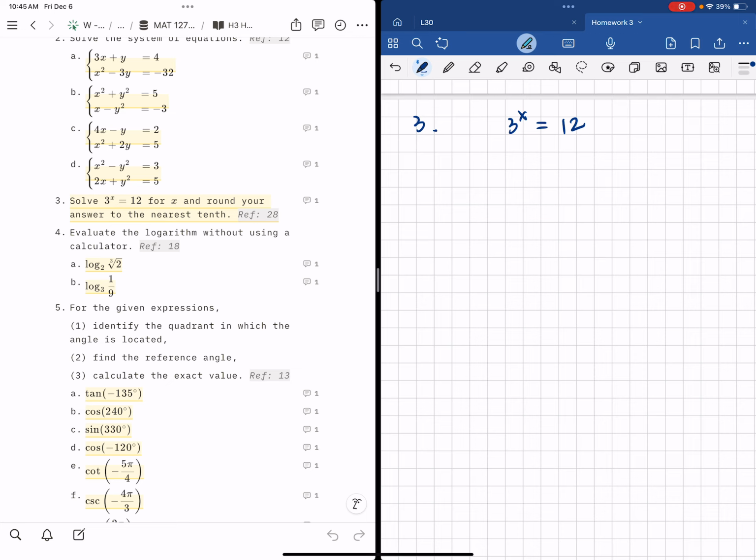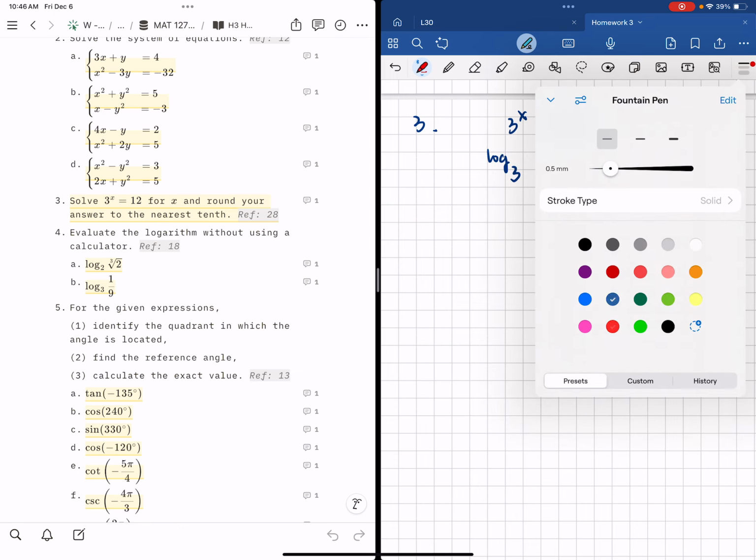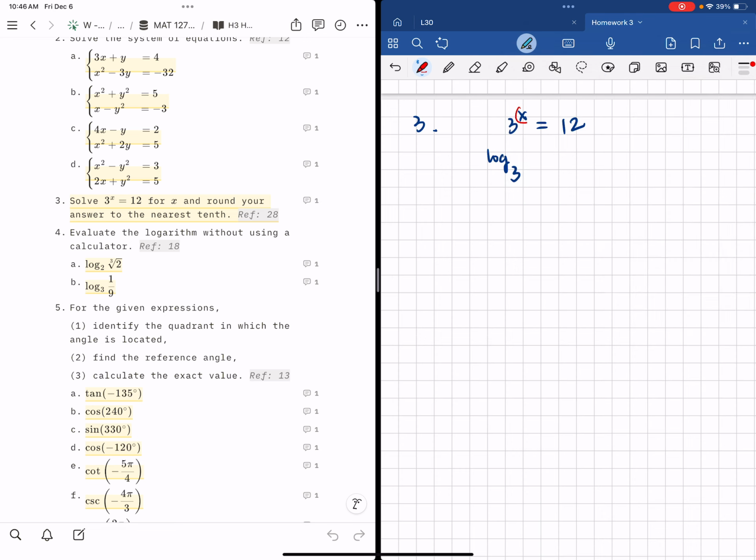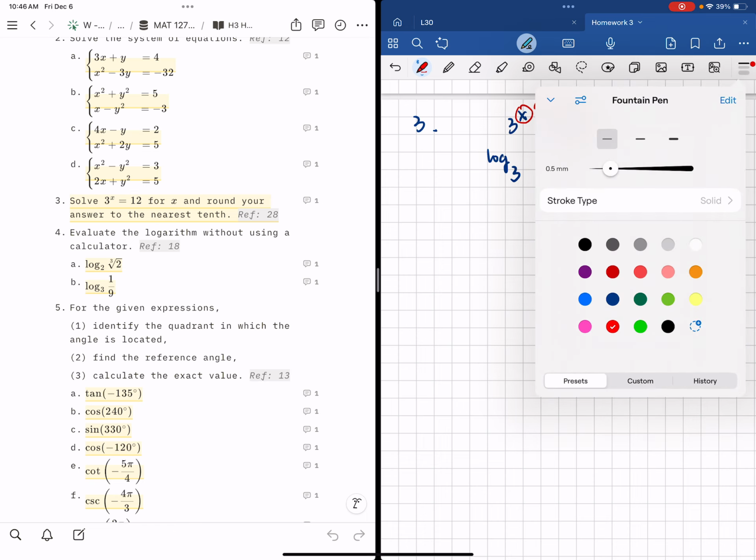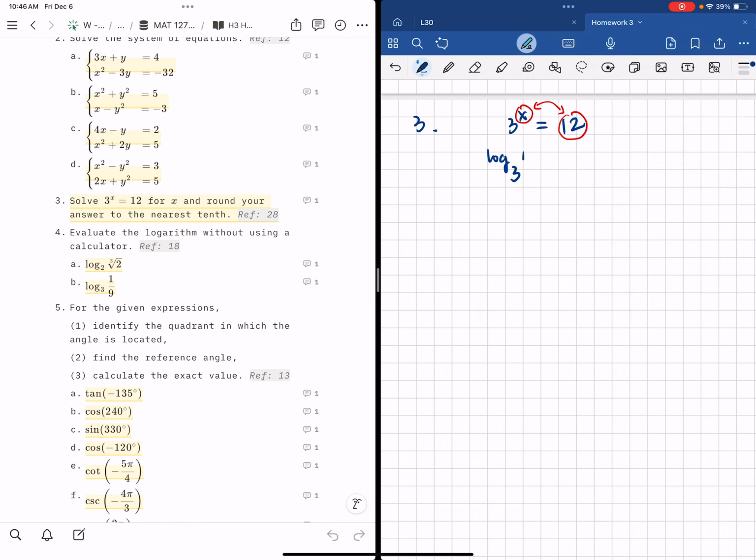The second method will require you to use the inverse operation of exponents, which is probably going to use a calculator because you need to do log. So check out the exponent on the left-hand side. We're going to do the inverse of exponents of 3. The inverse of exponents of 3 is log base 3, right? And then if you remember, we will switch these 2 numbers in the equation. It's how we convert between an exponential equation and a logarithmic equation. So log base 3 of 12 is x.